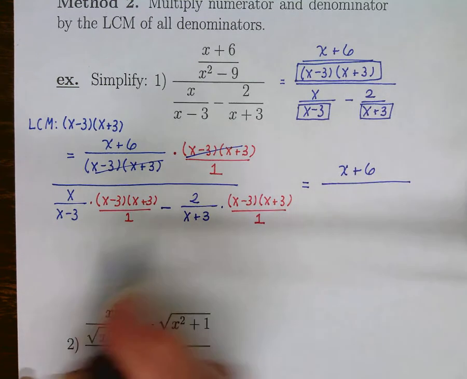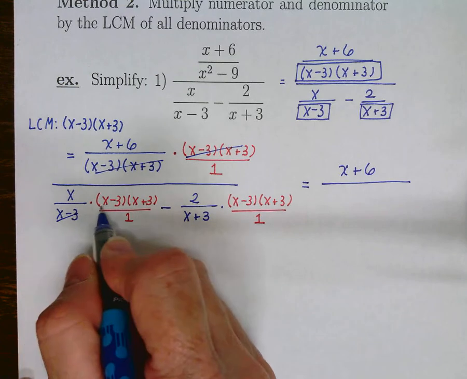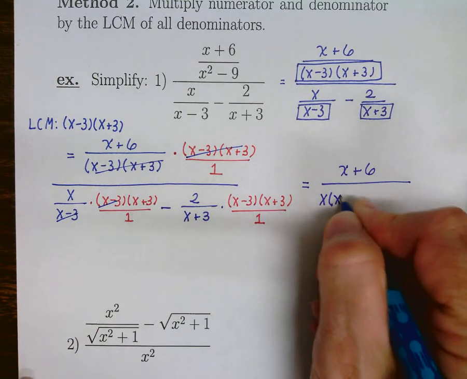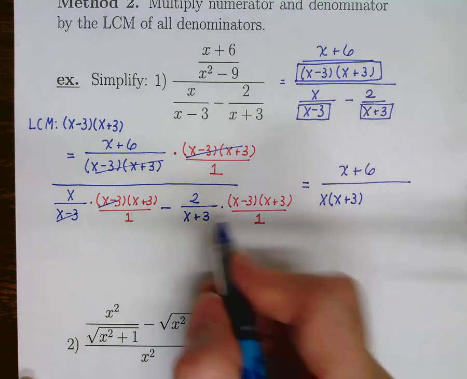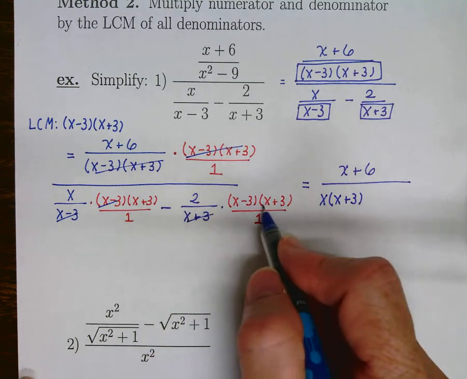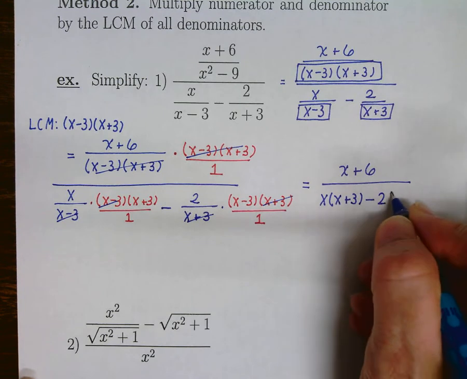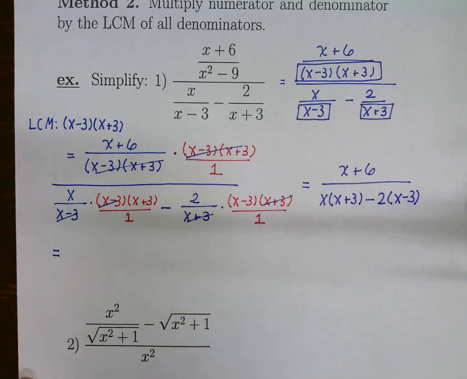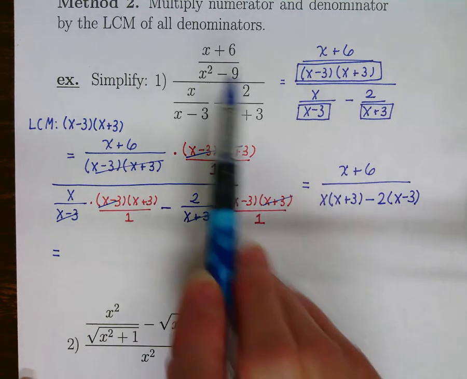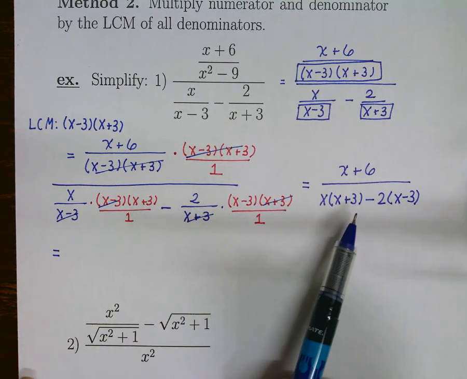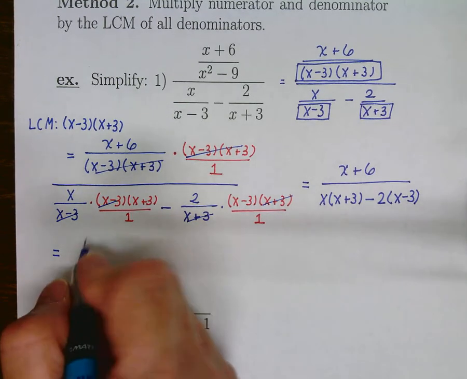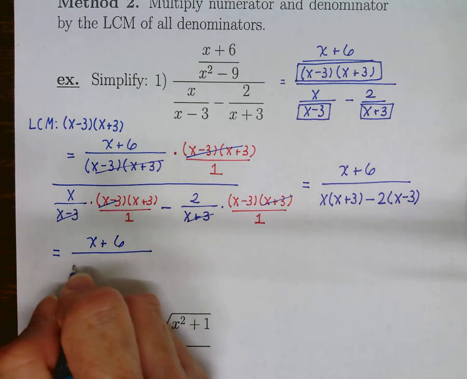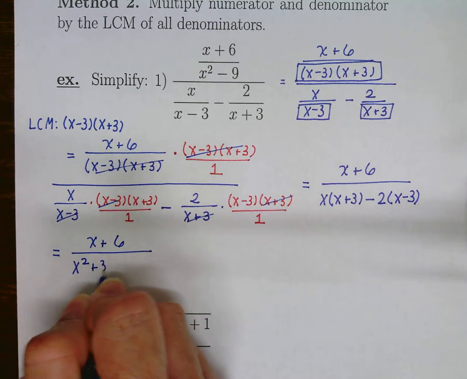Okay, and in the denominator, the x minus 3's cancel, and I have x times x plus 3. And here, the x plus 3's cancel, so I'm left with 2 times x minus 3. And the advantage of that is that in one step, I have gone from a complex fraction to a simple fraction. And if I simplify that, I get x squared plus 3x.